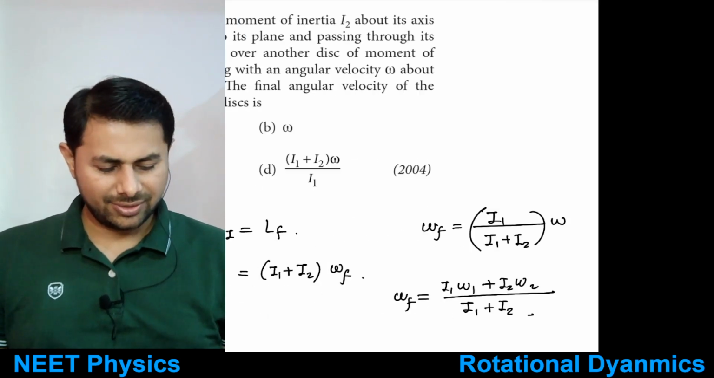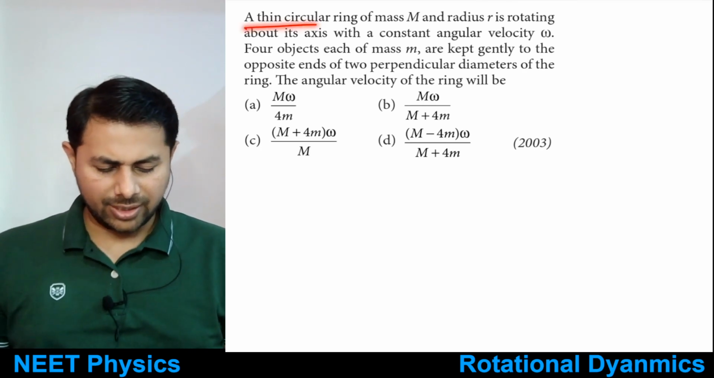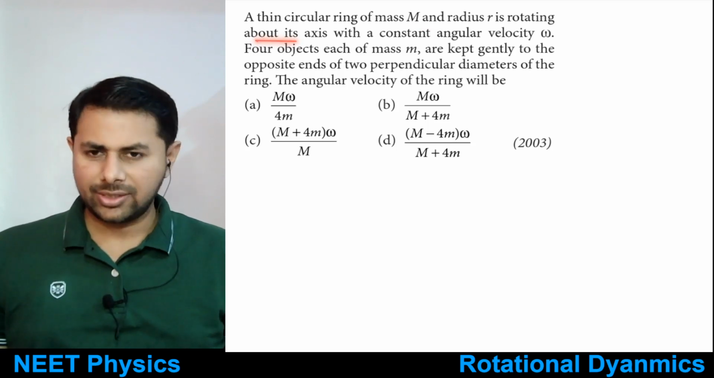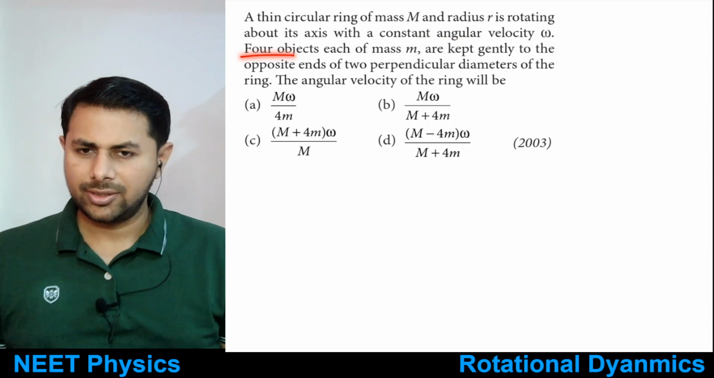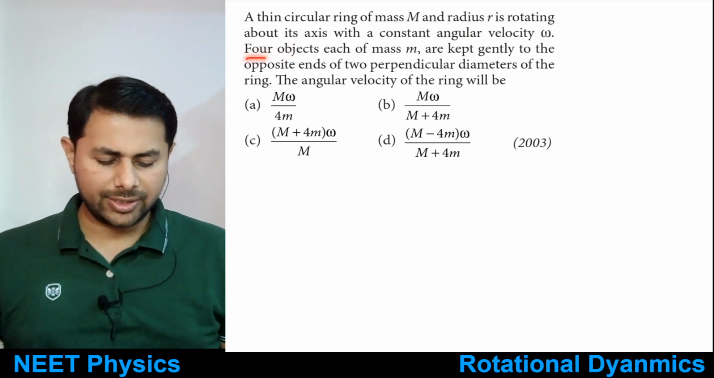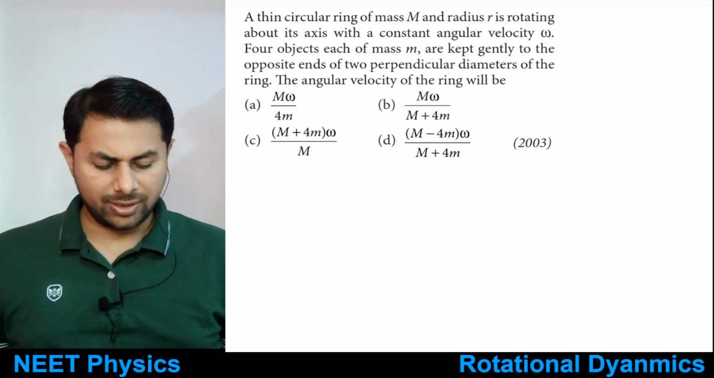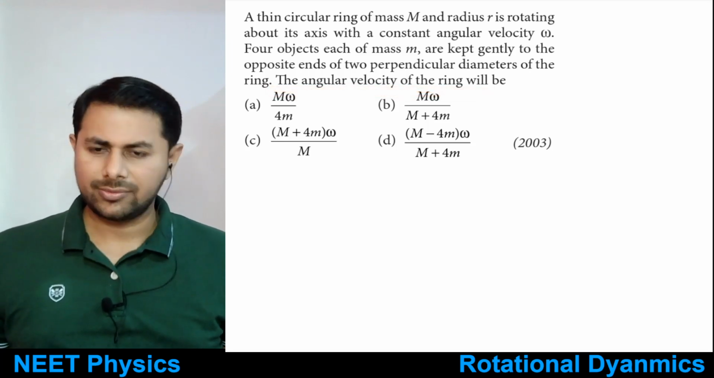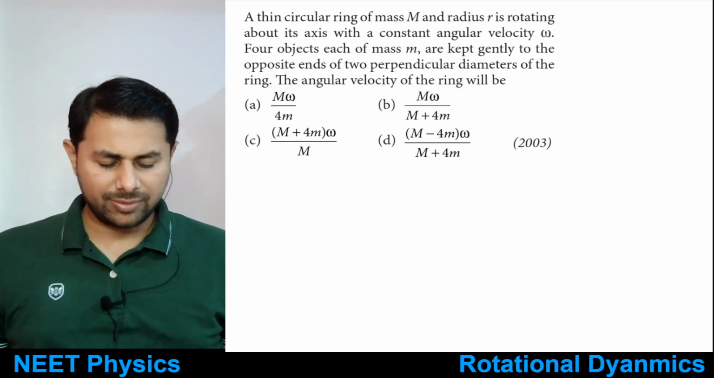Let's see the next one. A thin circular ring of mass m and radius r is rotating about its axis with constant angular velocity omega. See, this one is also repeated. 4 objects, each of mass m, are kept gently at the opposite ends of 2 perpendicular diameters of the ring. The angular velocity of the ring will be, tell me quickly. It is just like the previous one.